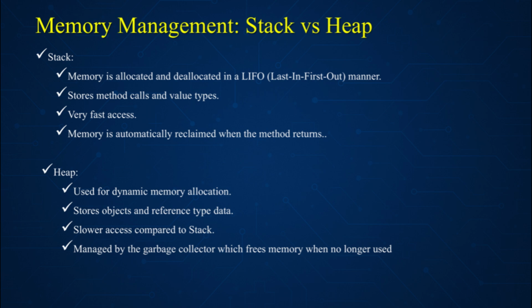C# stores value types in the stack and reference types in the heap. Stack: memory is allocated and deallocated in a last-in first-out manner. Stores method calls and value types. Very fast access. Memory is automatically reclaimed when the method returns. Heap: used for dynamic memory allocation. Stores objects and reference type data. Slower access compared to stack. Managed by the garbage collector, which frees memory when no longer used.